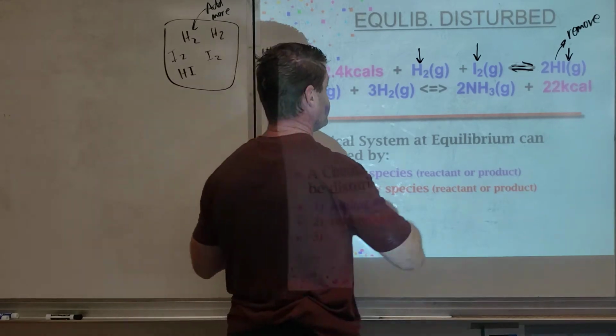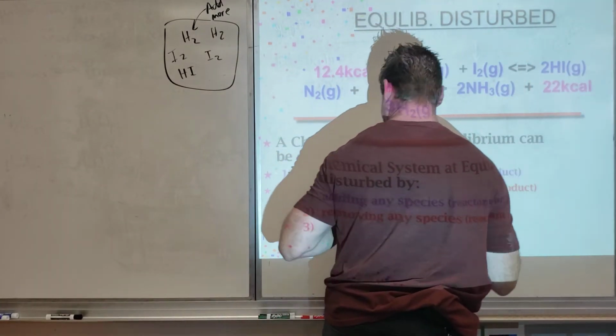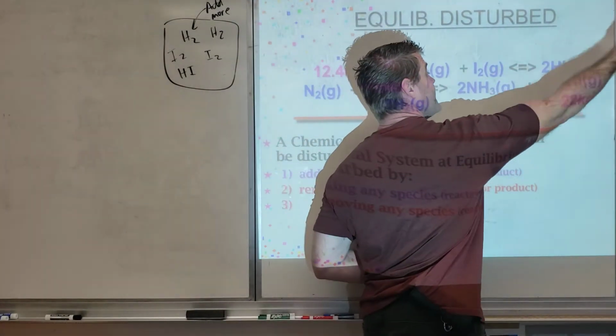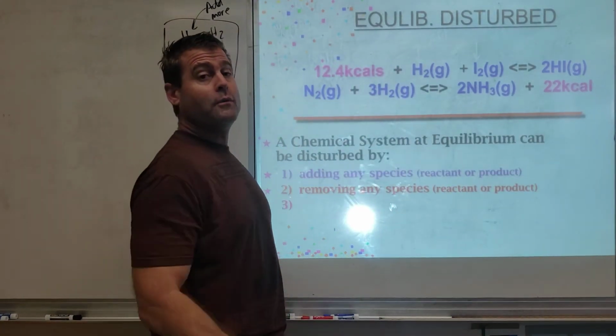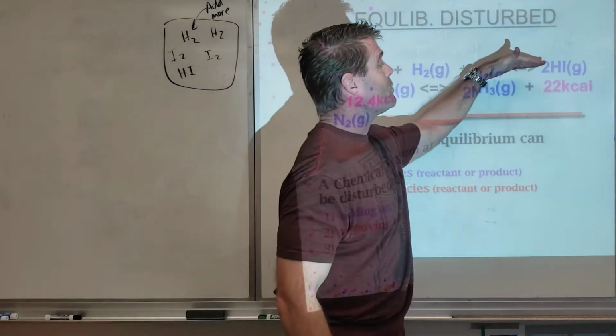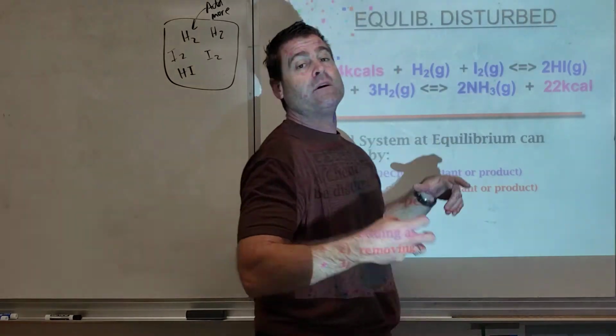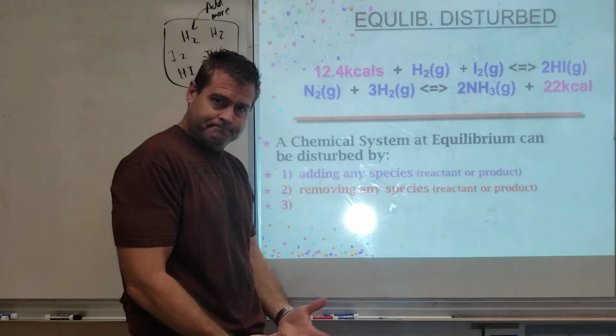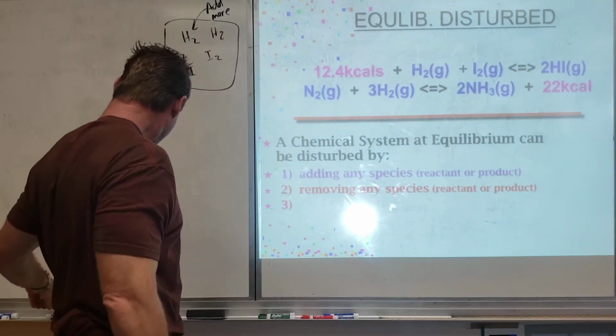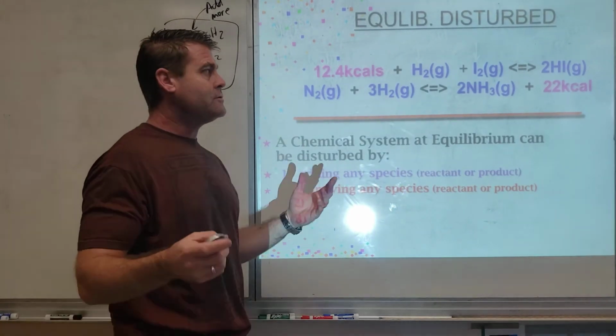All right. So what do we see here? If I remove from one side, what would Le Chatelier's predict? There's going to be a shift to the right to replace some of that which was removed. Okay. All right. Another change that we could do to a system.